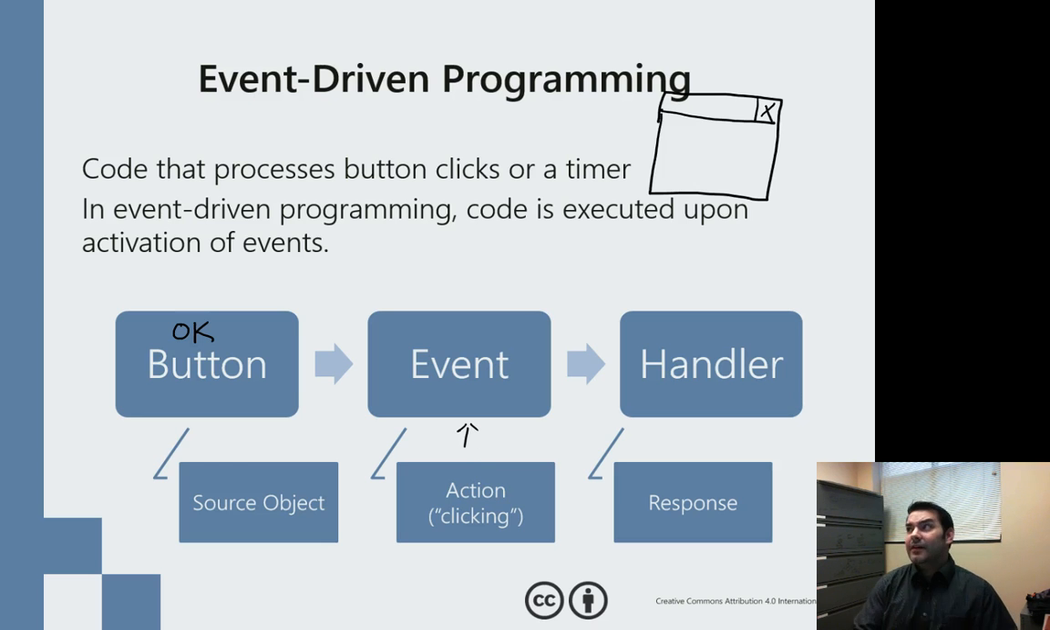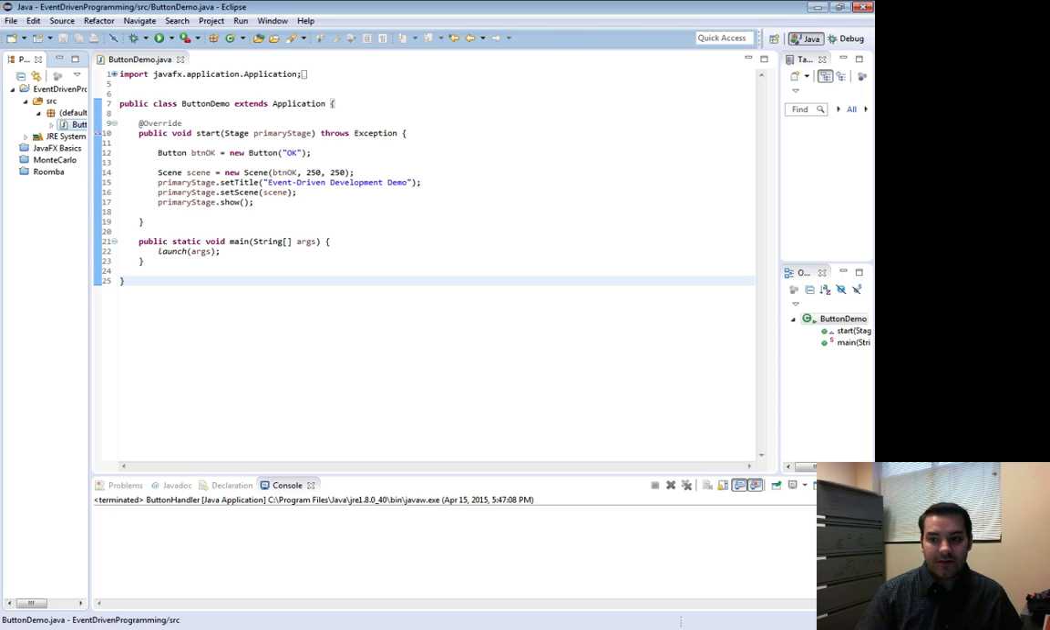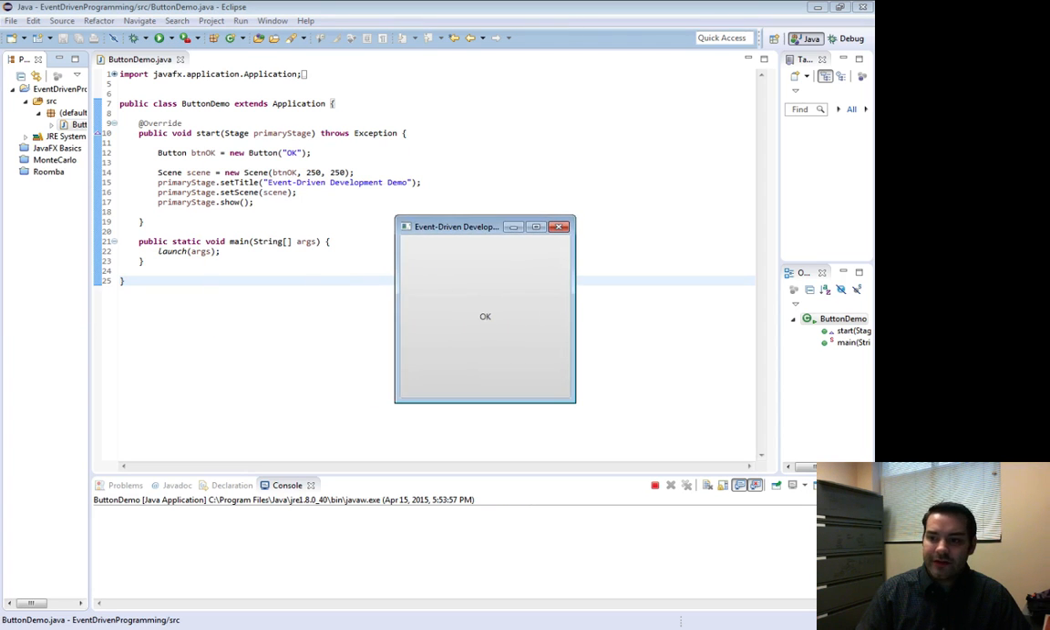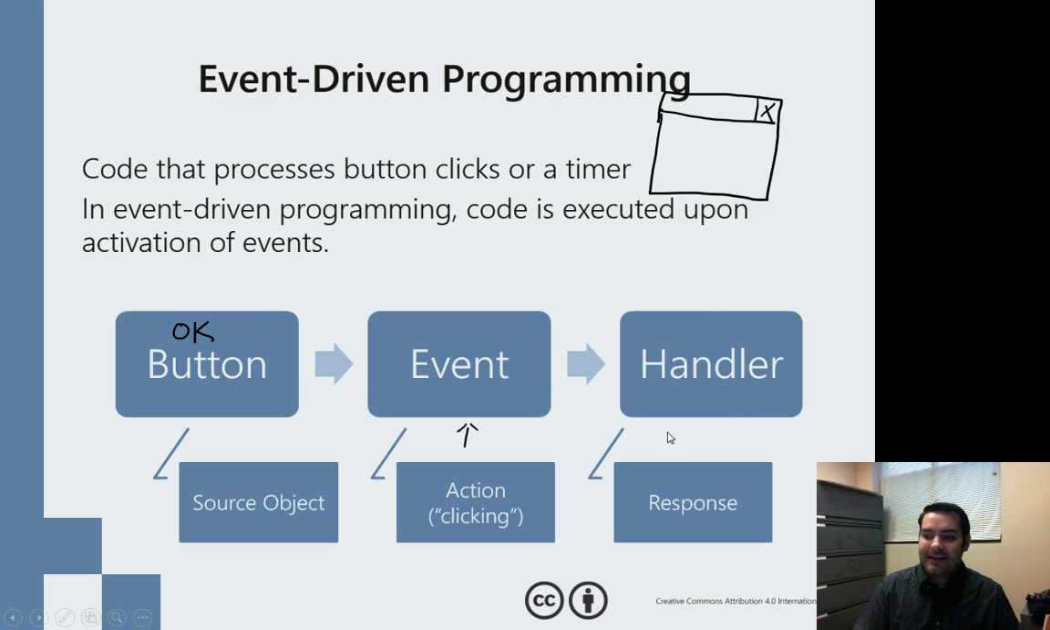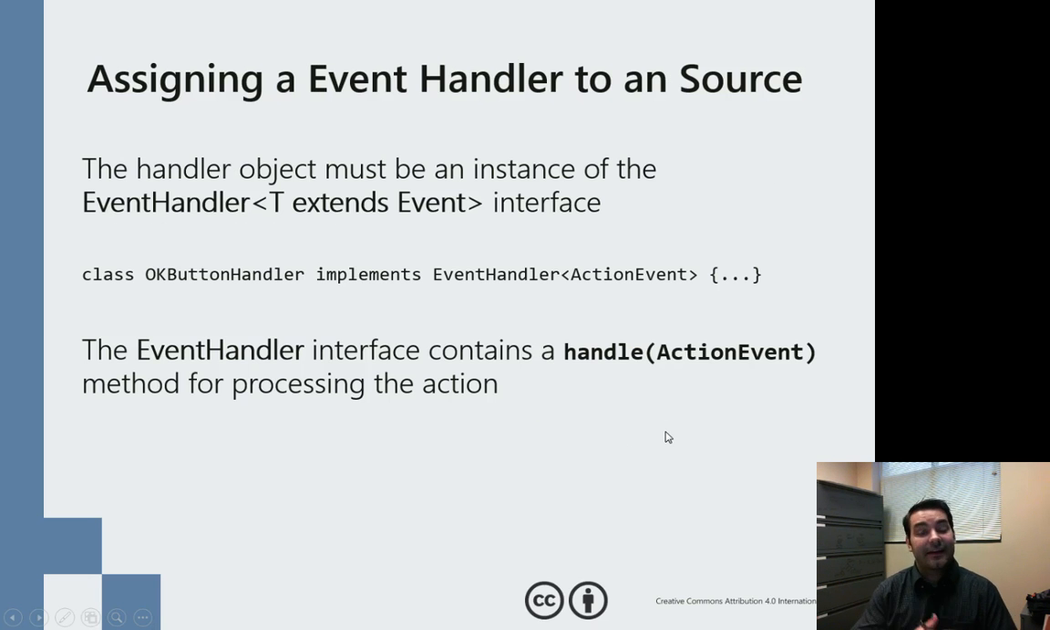But again, when I click on a button, if I say, for example, pull up some working code right now and I run this, what I'm going to see is a 250 by 250 button that when I click, nothing happens. So I'm giving it this action, but I don't have anything handling that action. And that's actually where we develop what is known as an event handler.